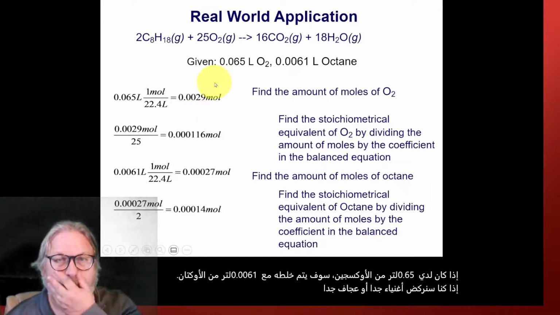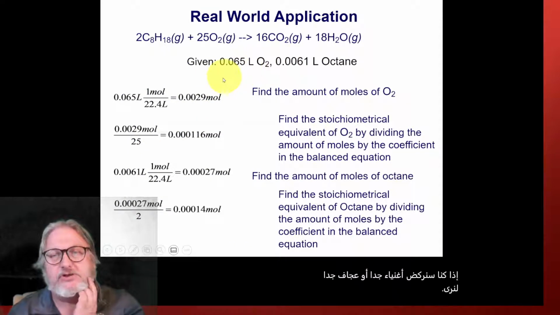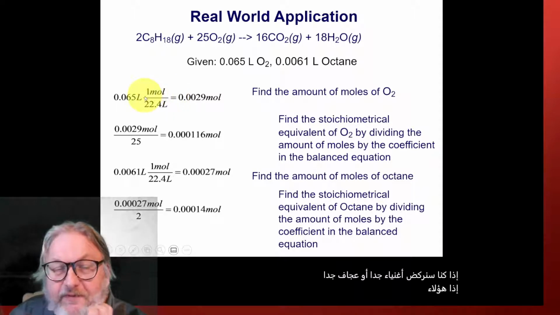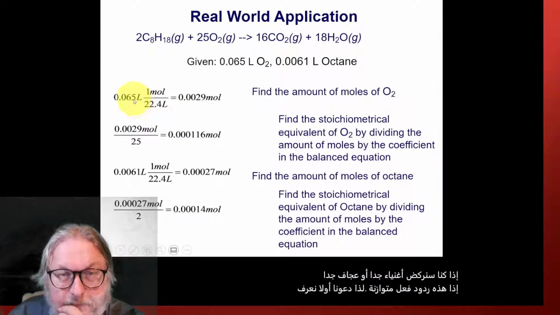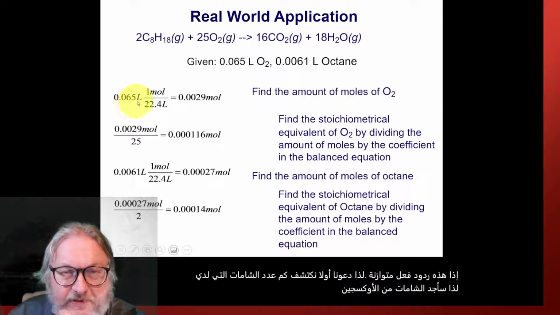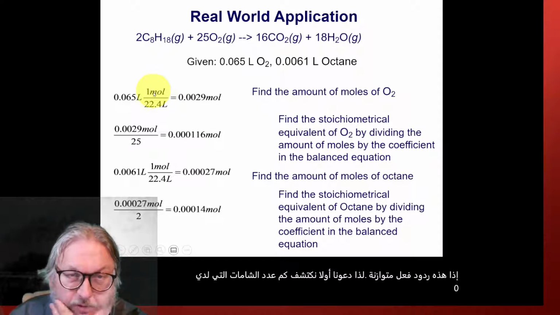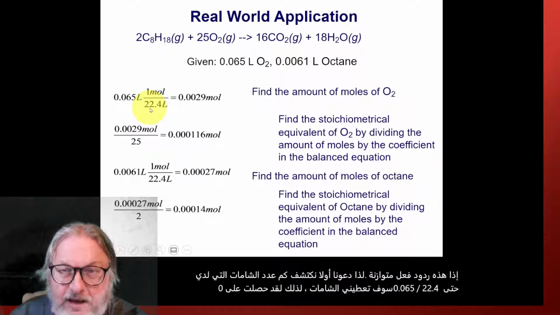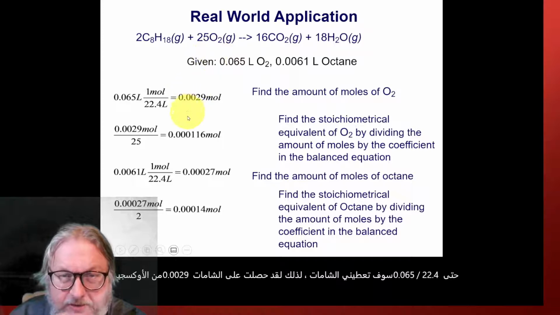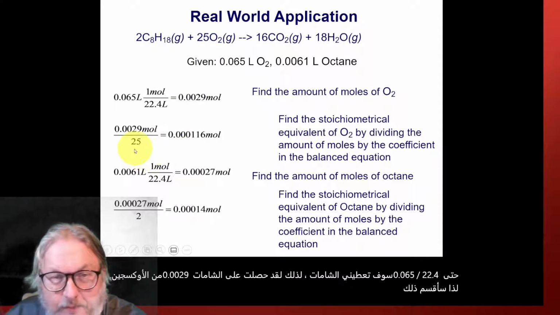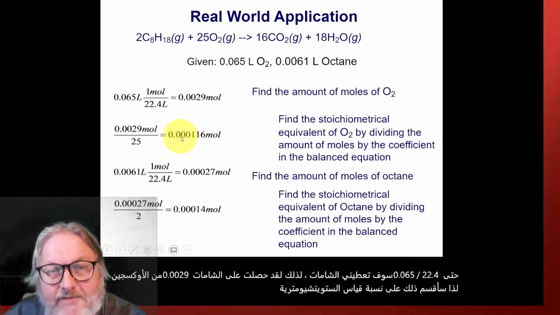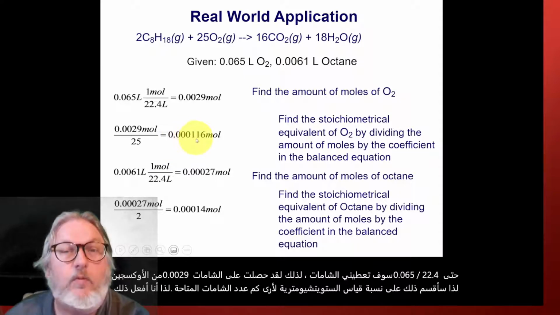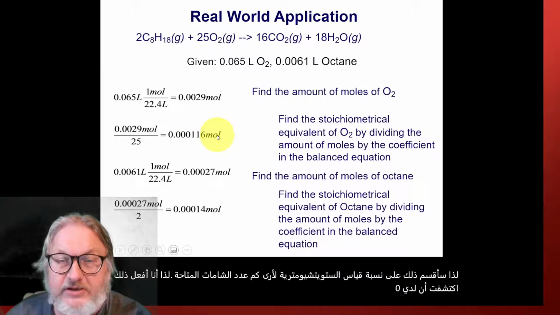Let's see. So those are our givens. Those are balanced reactions. So let's first of all find out how many moles I've got. I'm going to find the moles of oxygen. So 0.065 divided by 22.4 will give me moles. So I've got 0.0029 moles of oxygen. So I'm going to divide that by the stoichiometric ratio to see how many moles are available. So I do that. I find out I have 0.000116 moles of oxygen available.